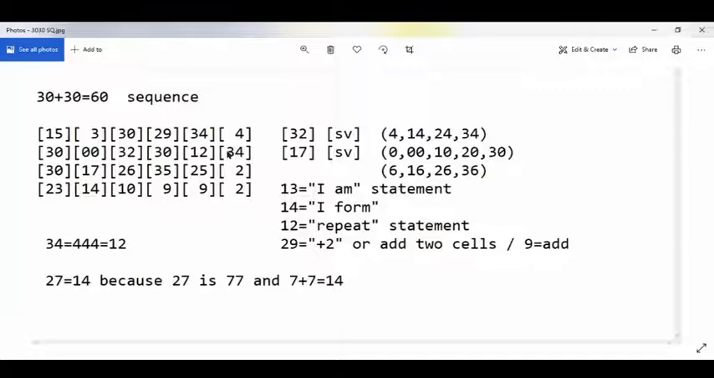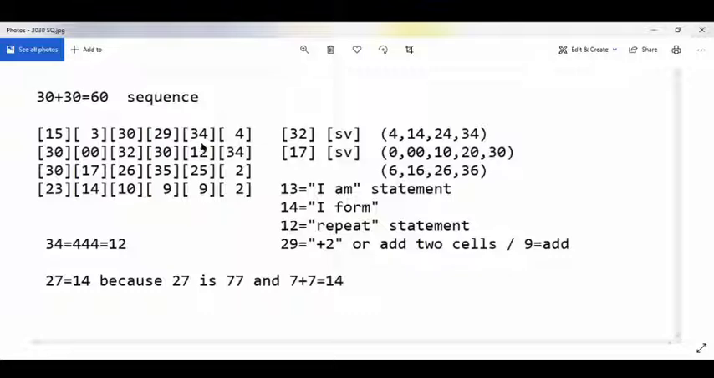Another thing that's kind of interesting is that the 34 is linked to a 12, and the reason why is because this 34 carries a statement. It says 3 4s. What's 3 4s? 4, 4, 4. And so 4 plus 4 plus 4 is equal to 12. So whenever you see a 34 and you see a 12, that's the reason why.